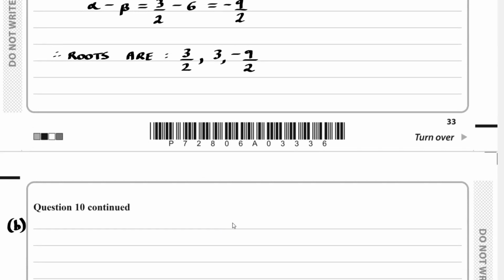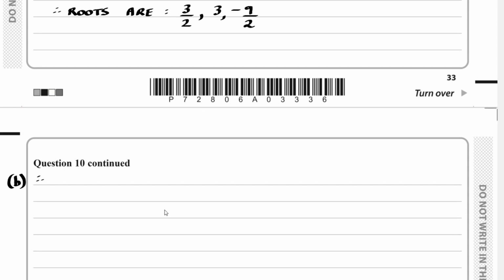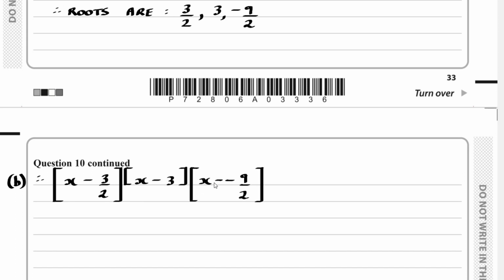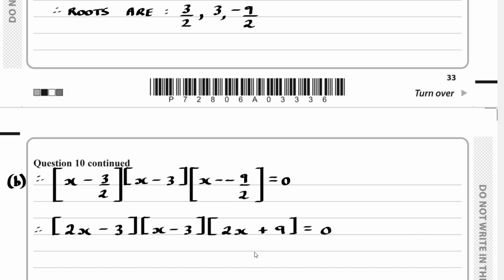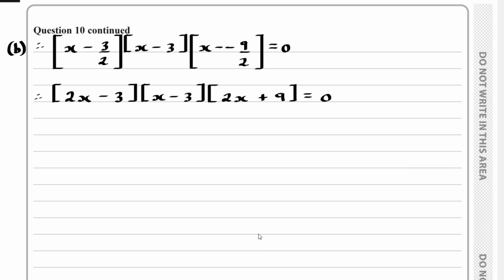And with this then, what we can say is for our equation, we've got x subtract 3 over 2 multiplied by x subtract 3 multiplied by x subtract negative 9 over 2 equals 0, in which case we can rewrite this as 2x subtract 3 times x minus 3 times 2x plus 9, and that's equal to 0. So if I expand 2x minus 3 with x minus 3, I end up with 2x squared minus 9x plus 9, and then multiply that by 2x plus 9, and that's equal to 0.